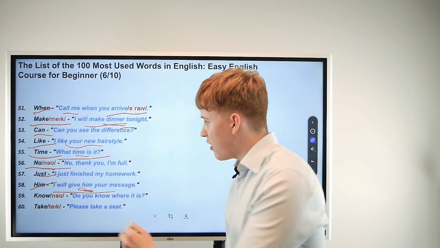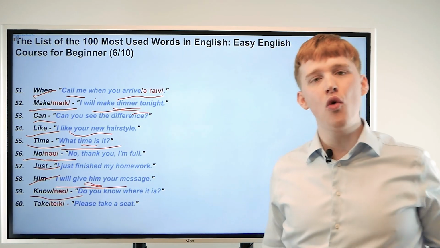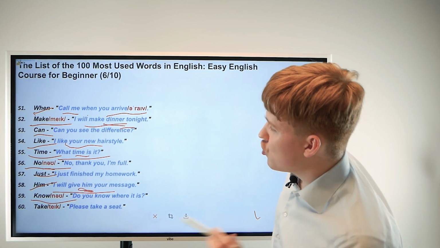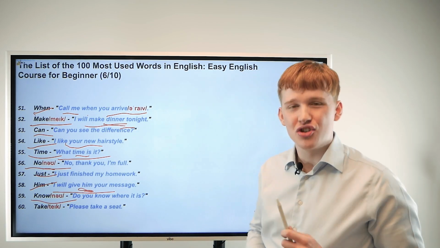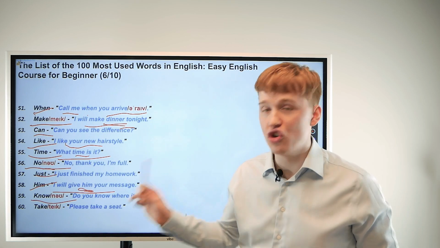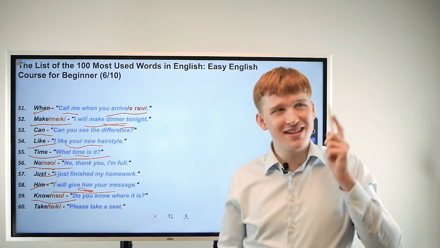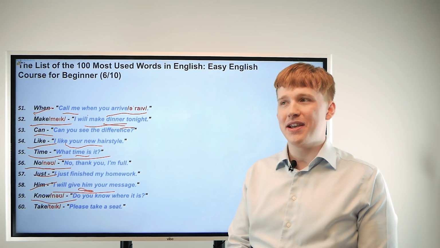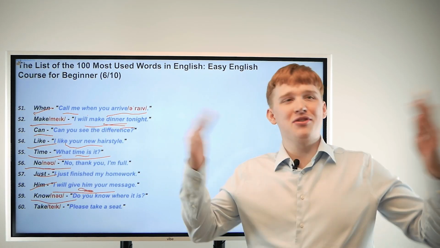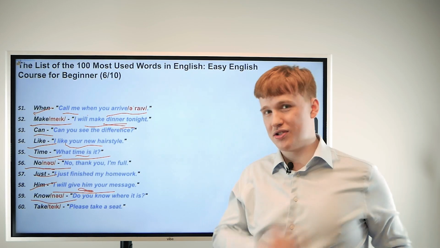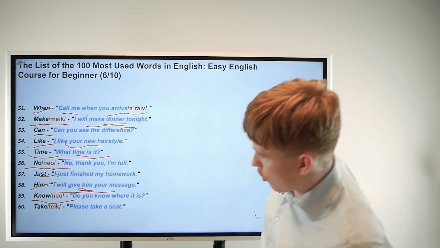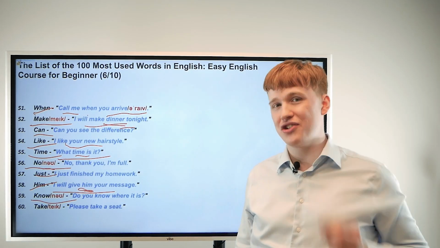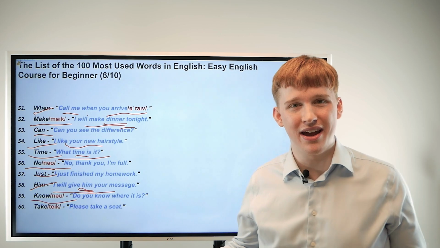Next up, we have no. Can you say no? No. Good. So do you know where he is? So know comes from the word knowledge. So knowledge is what is in your head. What is in your brain? So what do you know? So maybe you studied chemistry, so you know a lot about chemistry. So what do you know? Do you know where he is? Do you have the information in your brain about where he is?